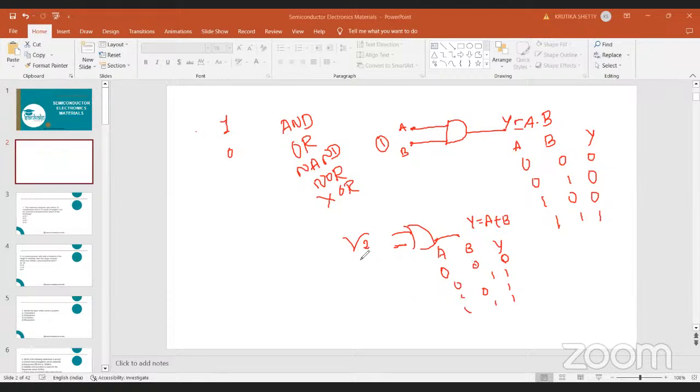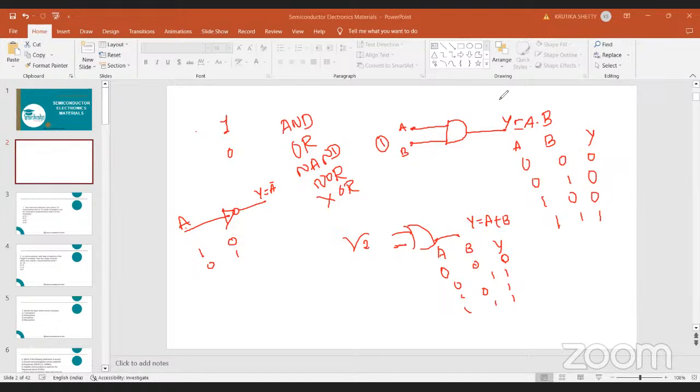Then we have the NOT gate. What is the NOT gate? The NOT gate is nothing but negation. Whatever input you give, we get its reverse here. Y is equal to A negation. That is, suppose your input is 1, the output will be 0. If the input is 0, the output will be 1. This is about the NOT gate.